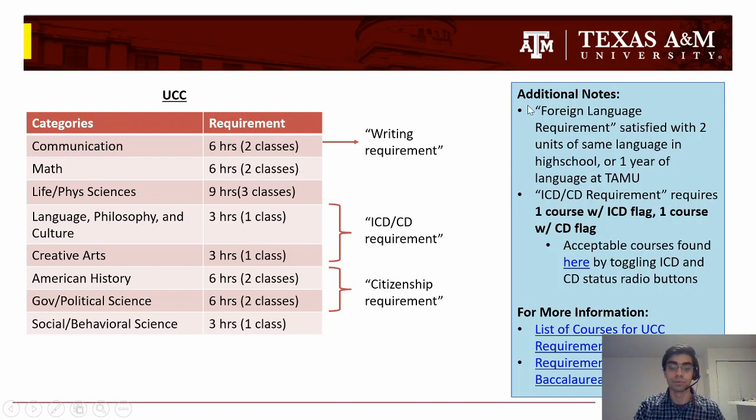Last but not least, the foreign language requirement. It doesn't really get filled by a lot of the UCCs. You could use language and philosophy for it, but usually most people wind up satisfying it when they enter A&M, usually using 2 units of the same language that they took in high school. So for instance, if you took Spanish 1 and Spanish 2 in high school, you should be set. Now, let's say that you don't have that, you'll be scheduled to take a year of foreign language at A&M.